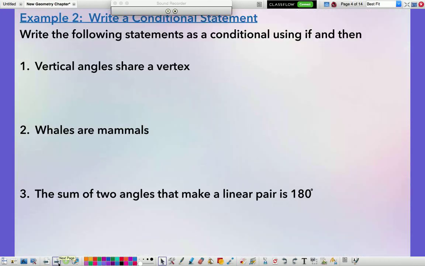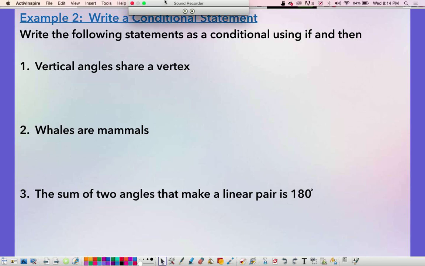Okay, we're going to write conditional statements. What does that mean for you? You have to write a statement using the words if and then, just like we saw on the last page.